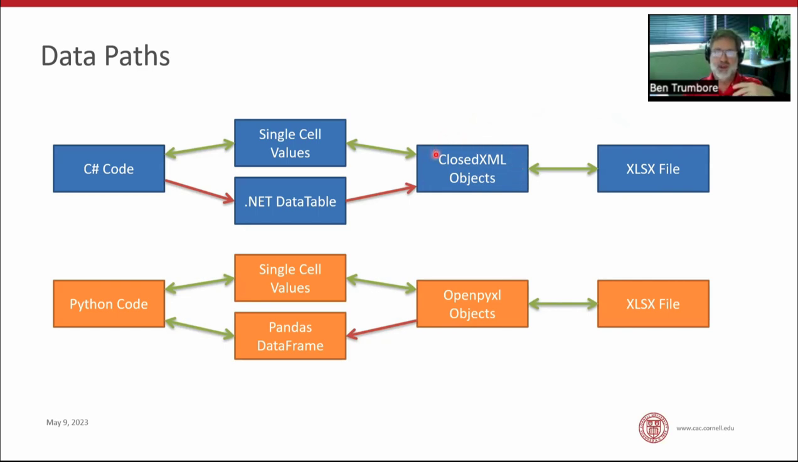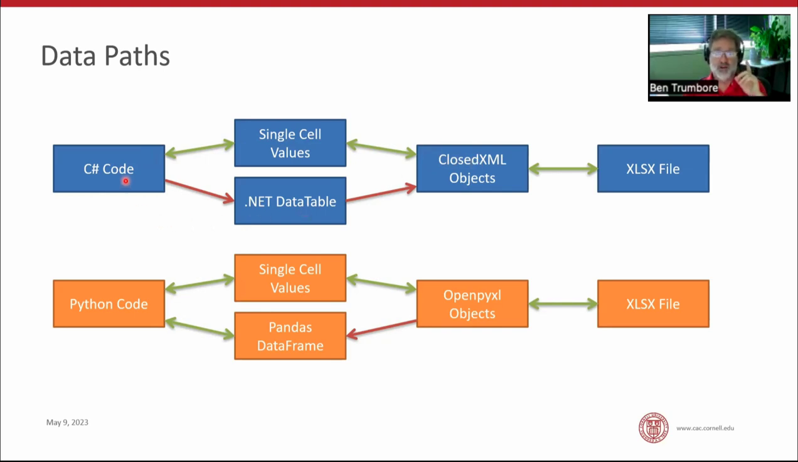And then you can get values out of the cells and use them in your code, or you could put values into the cells and they will be stored in the data structure of ClosedXML, and then when you ask it to write out the file, they'll wind up in the file. So that's a way you can operate cell by cell. You can read or change the content of the XML file.